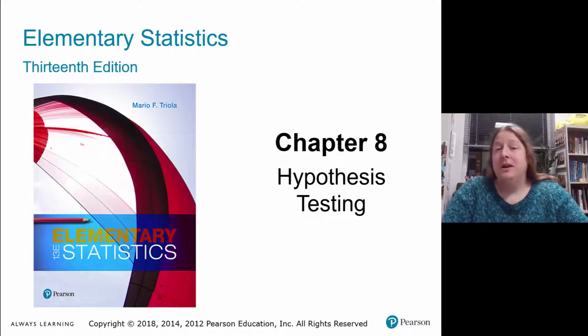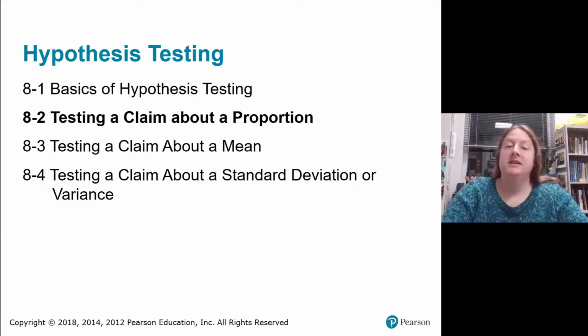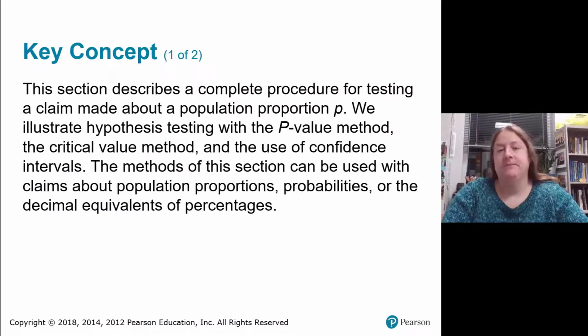We're going to continue our conversation about hypothesis testing by talking about testing a claim about a proportion. So our key concepts, we want to be able to complete a procedure for testing a claim about a population proportion. We're going to do this using the p-value method, the critical value method, and talk about using confidence intervals to do this as well.